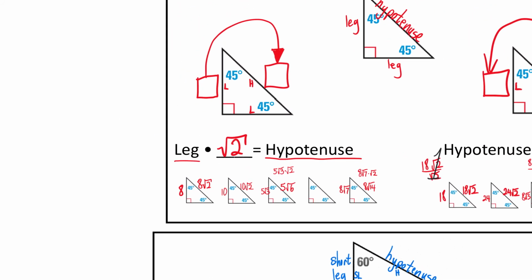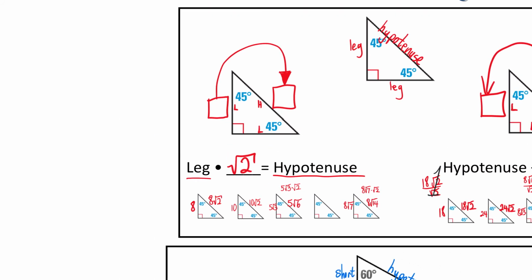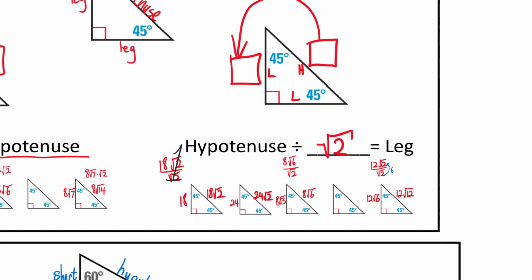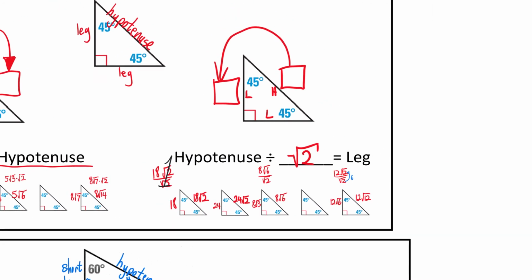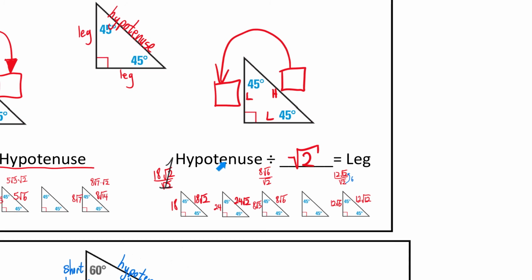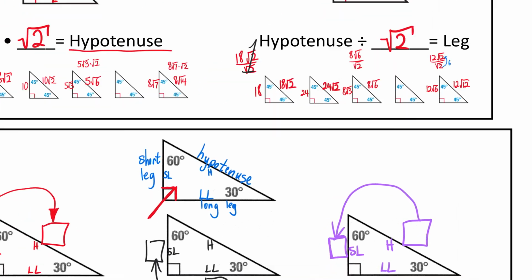Okay, good. Let me just go back over to this real quick. If I knew the leg, it was times the square root of 2 to give me the hypotenuse. Okay, this row right here. If I know the hypotenuse, to get back to the leg, hypotenuse divided by the square root of 2 tells me the leg. Over here to our rules.